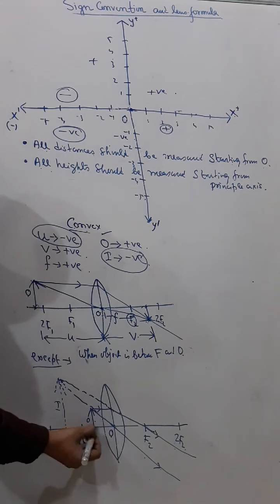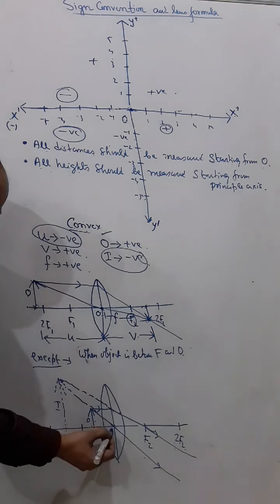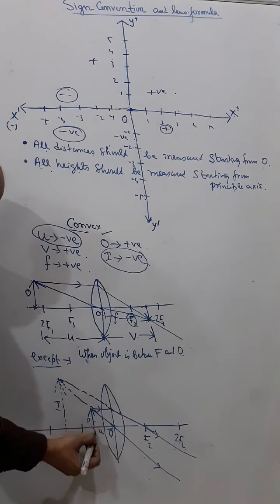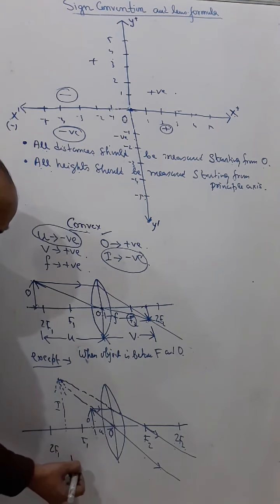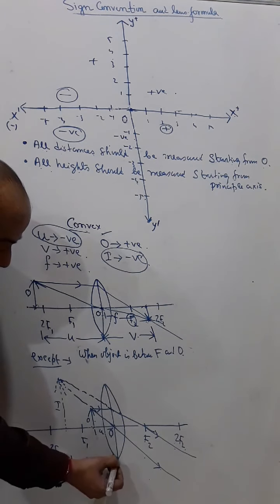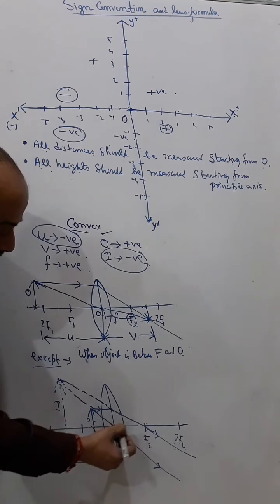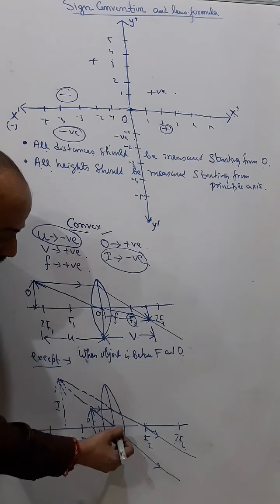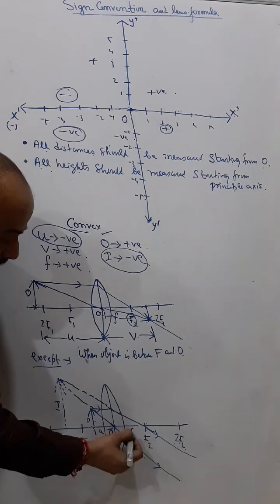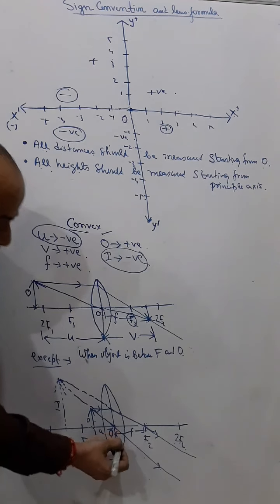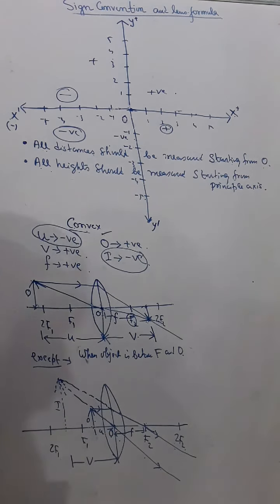Now from here to here, this is the object distance u from O to object, and from here to here this is the image distance, right? And from here to here it is the focal length. Okay, so from here to here it is focal length. And now see their sign convention, you can understand.